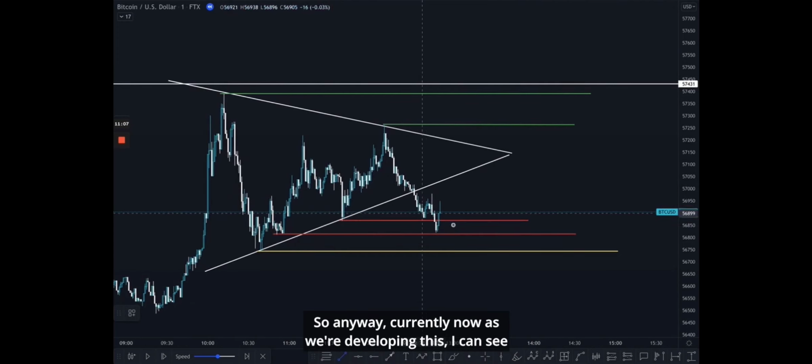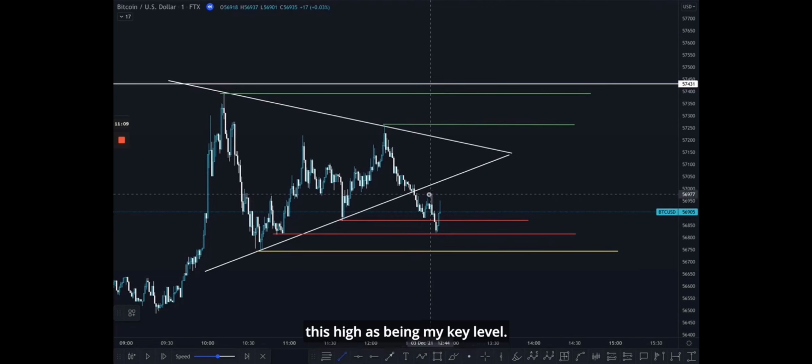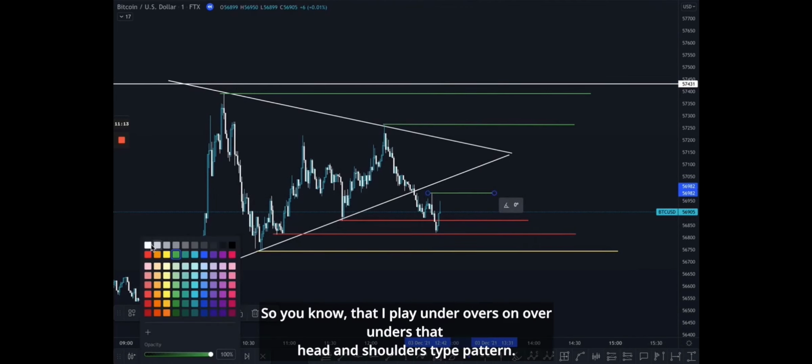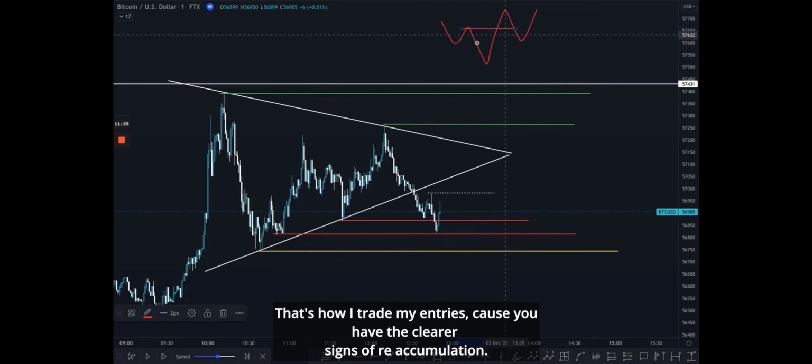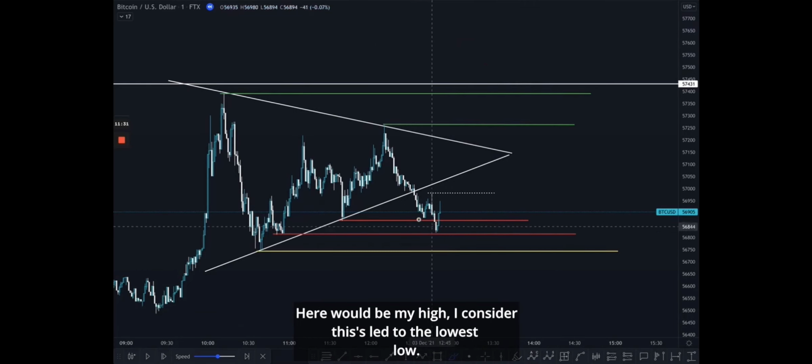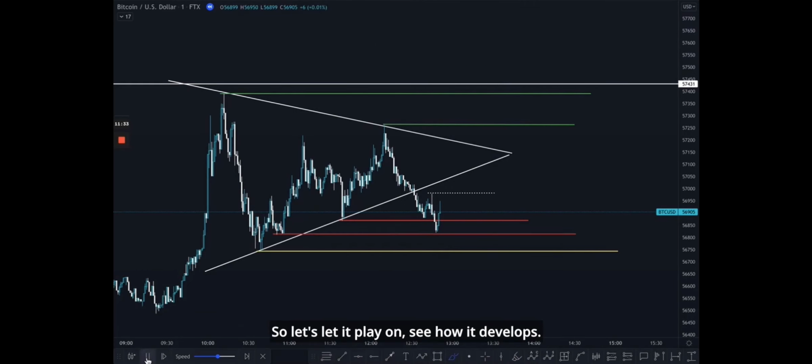So anyway, as we're developing this, I can see this high as being my key level, so that I play under-overs and over-unders, that head and shoulders type pattern. That's how I trade my entries. You have the clear signs of the accumulation. Here would be my high. I would consider this led to the lowest low. So let's let it play on and see how it develops.